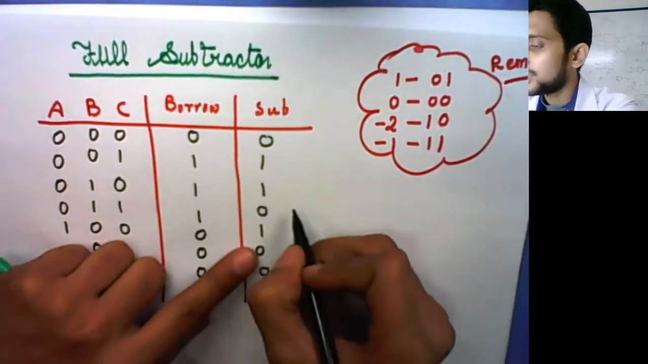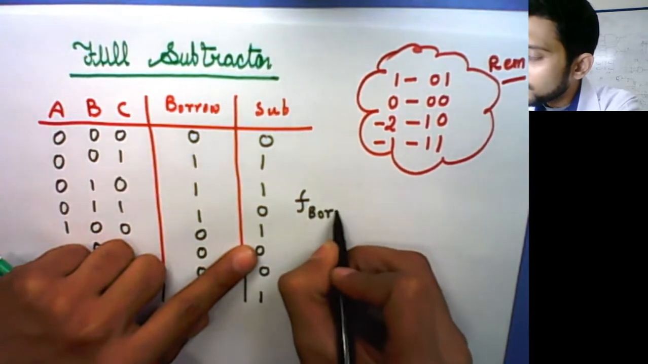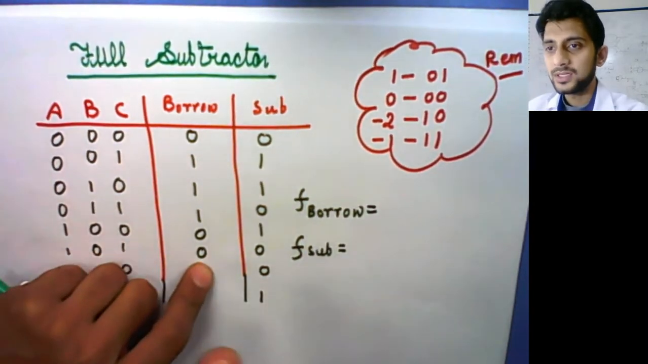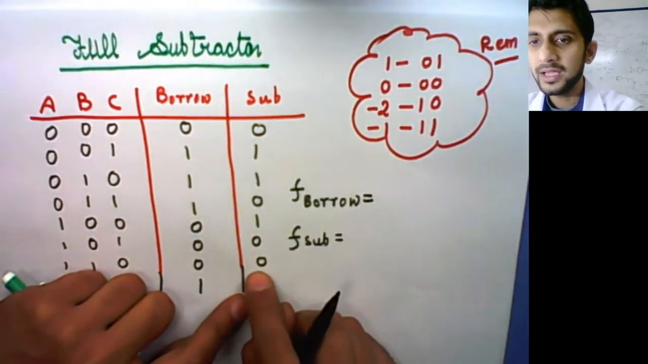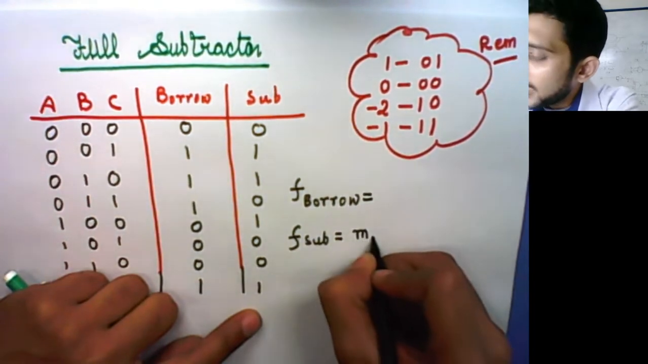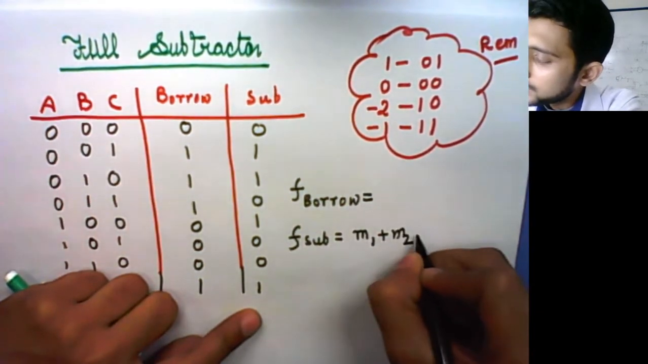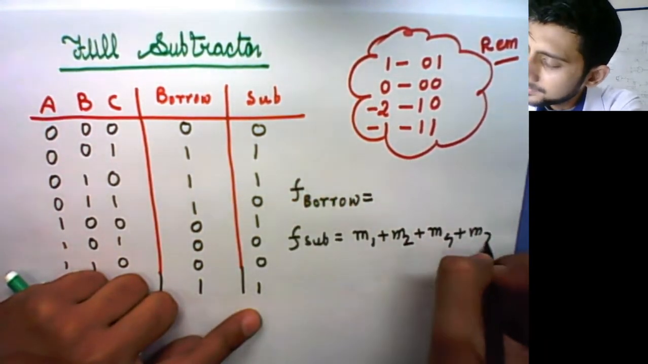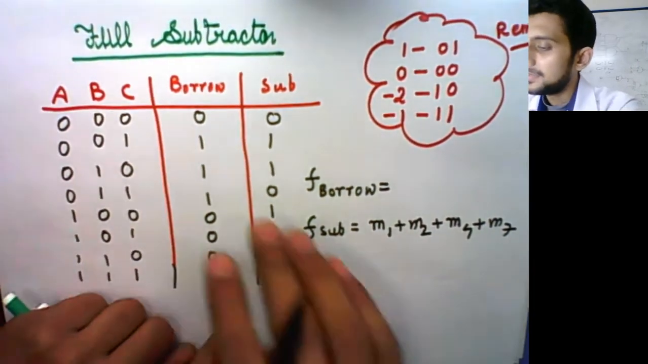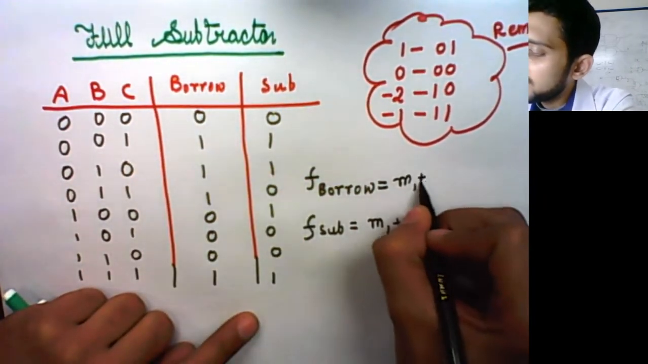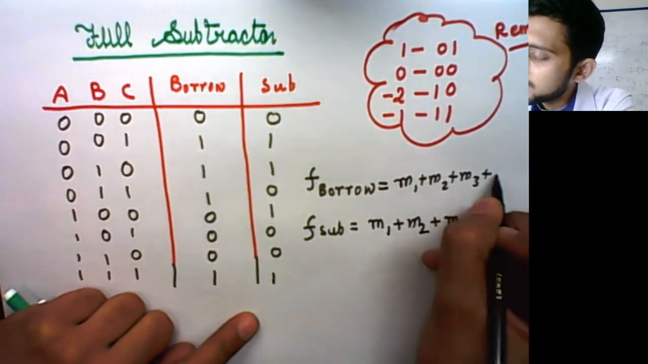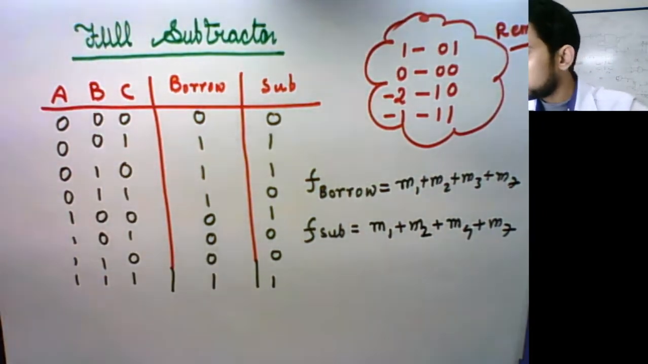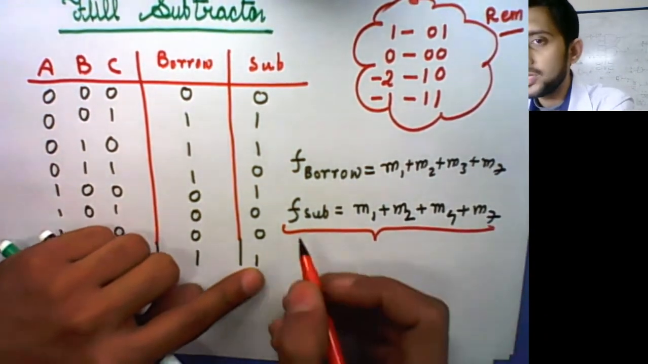Now we will have to check what is f borrow and f subtract, and we can write it as the sum of minterms. So if we look at the sum of minterms for f subtract, it would be m1 plus m2 plus m4 plus m7, that is 1 2 4 7, and then for borrow it should be m1 plus m2 plus m3 plus m7. Okay, and the next task is to write down the equations.